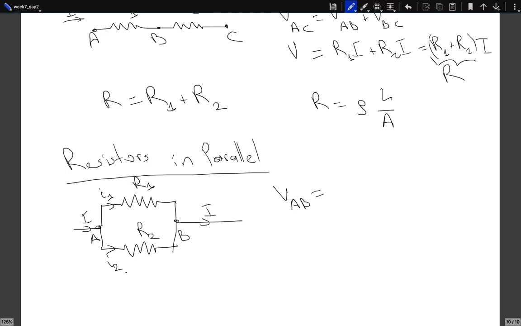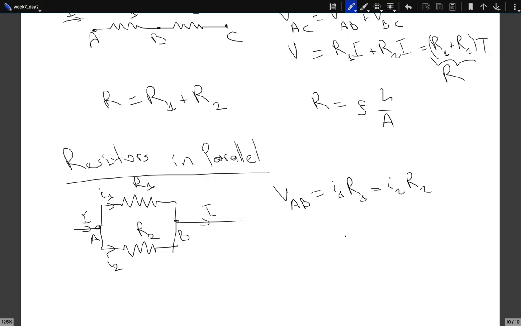Now, what is VAB? The potential difference between those 2 points. I1 times R1. And at the same time, it's just I2 times R2. Because it doesn't matter how we go from point A to point B when we are calculating potential difference. We can go like this. Then the potential difference will be just I1 times R1. Or we can go like this. Then the potential difference will be just I2 times R2. So this already gives me what the ratio of I1 and I2 are.